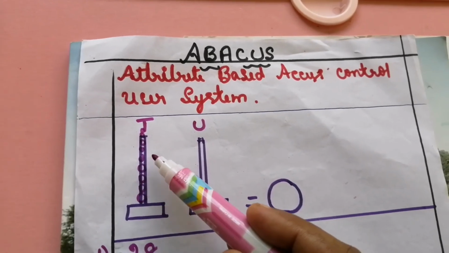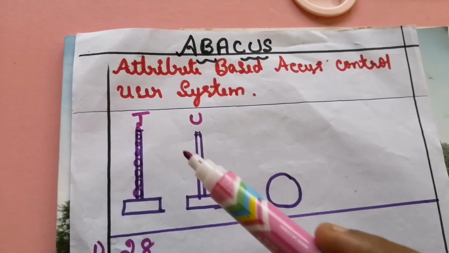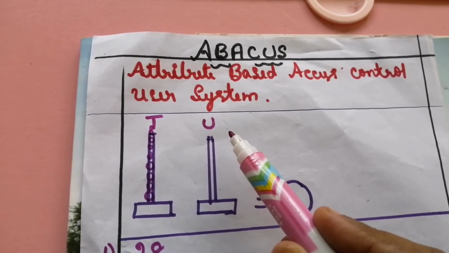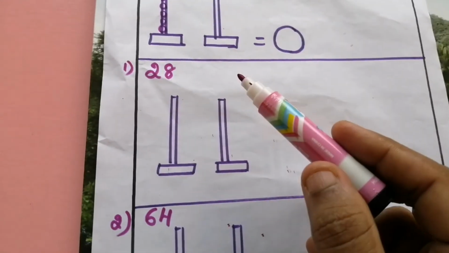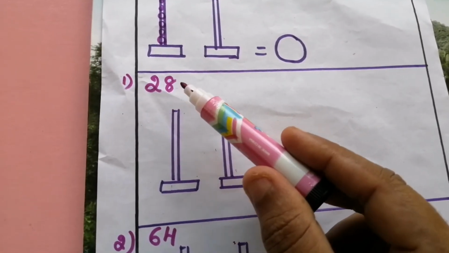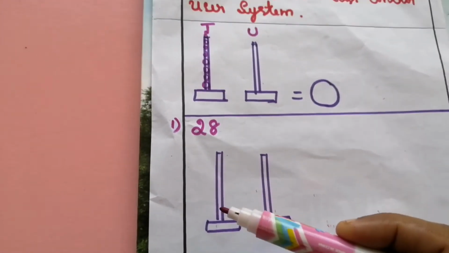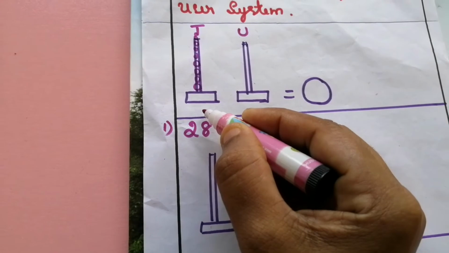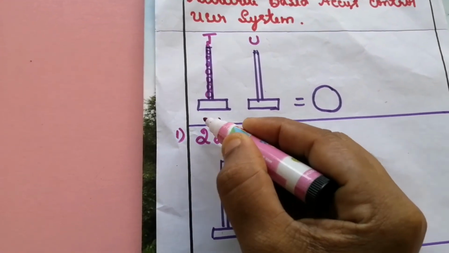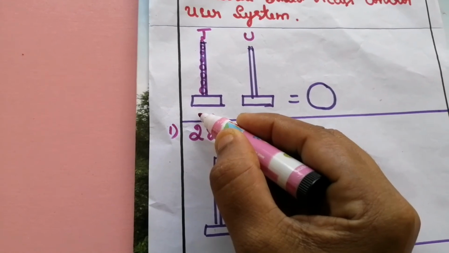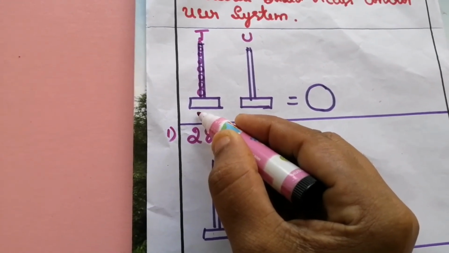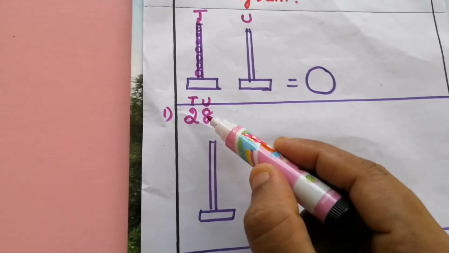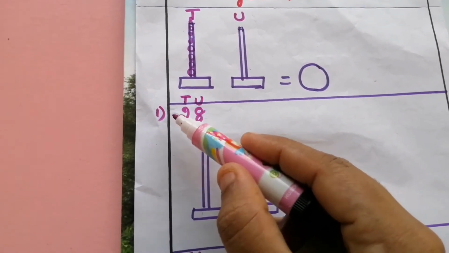Each bead in tens rod represents 1 ten and each bead in ones rod represents 1 one. Let us show the number 28 on an abacus. Number 28 has 8 ones or units and 2 tens. Number 28 has 8 units and 2 tens.